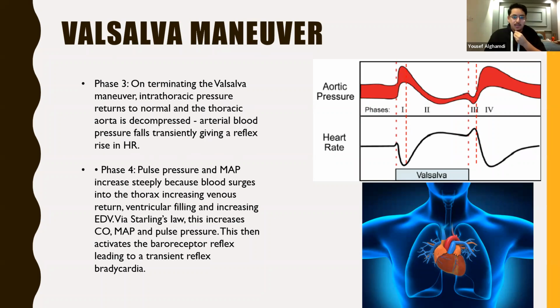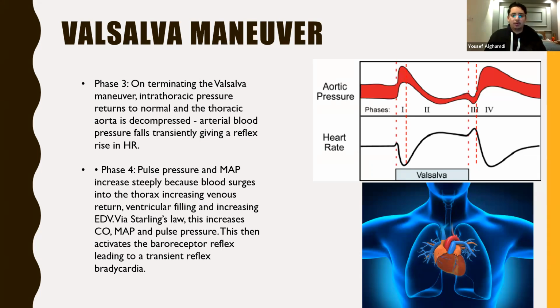So when you decrease your intrathoracic pressure, your aorta will decompress, the blood pressure will go down, and your baroreceptor will relax. So your baroreceptor will increase your heart rate. If blood pressure goes down, heart rate goes up.